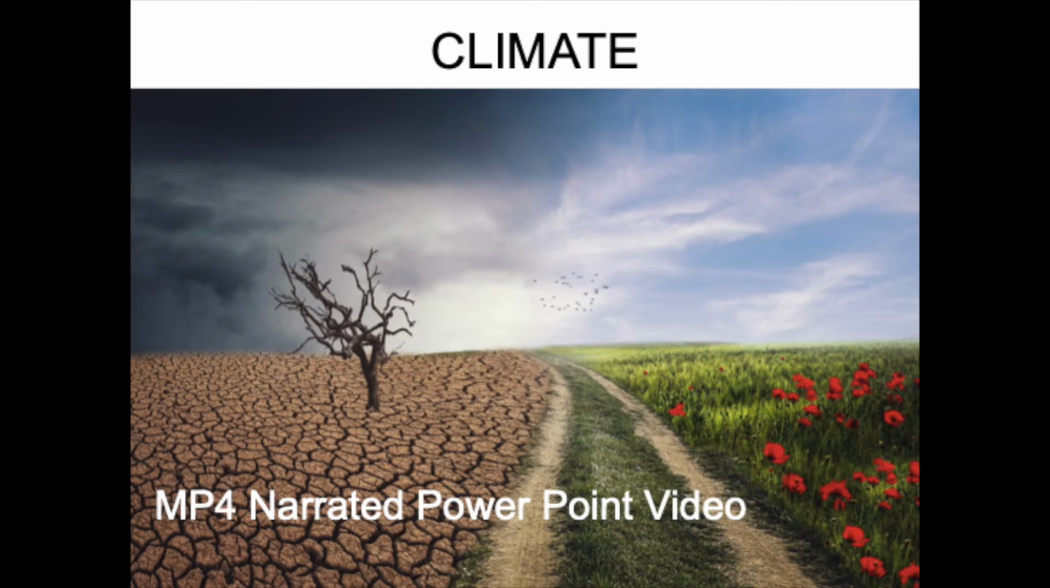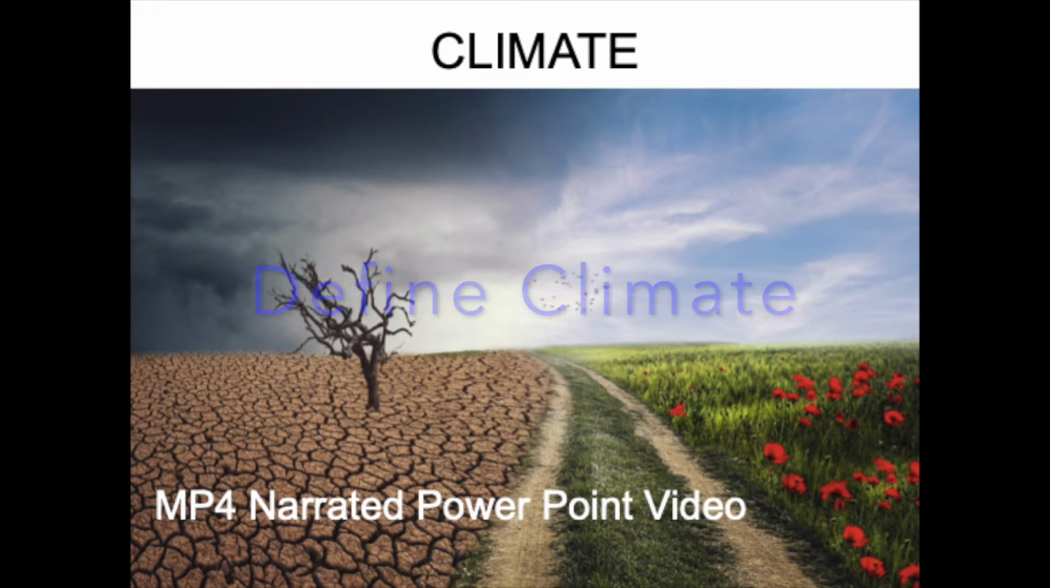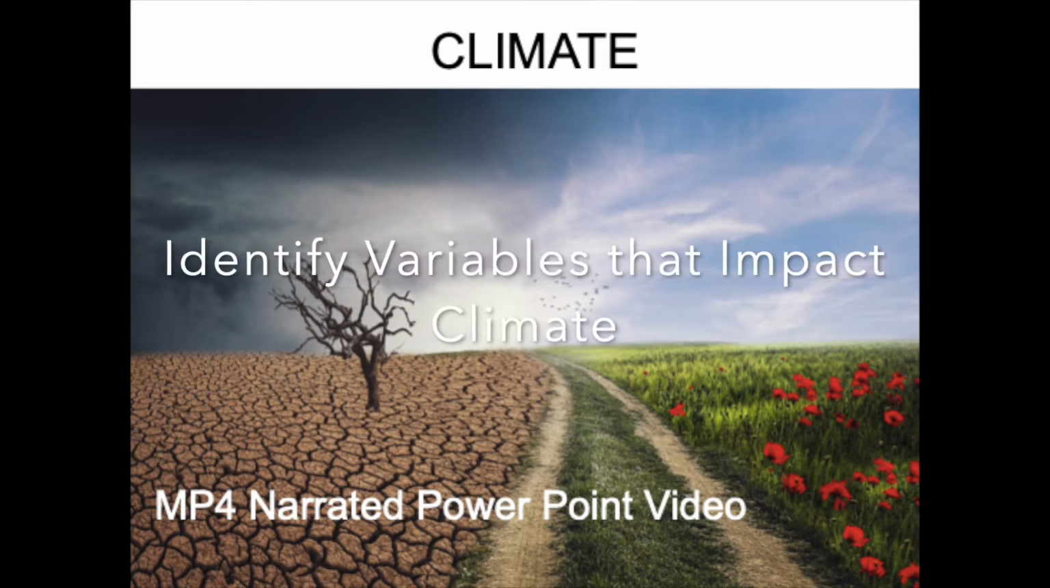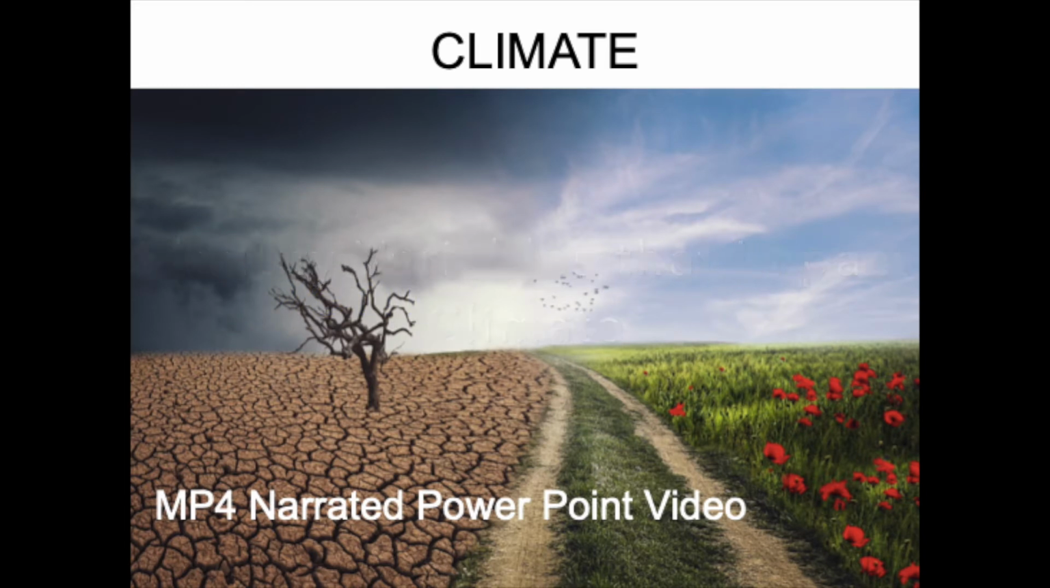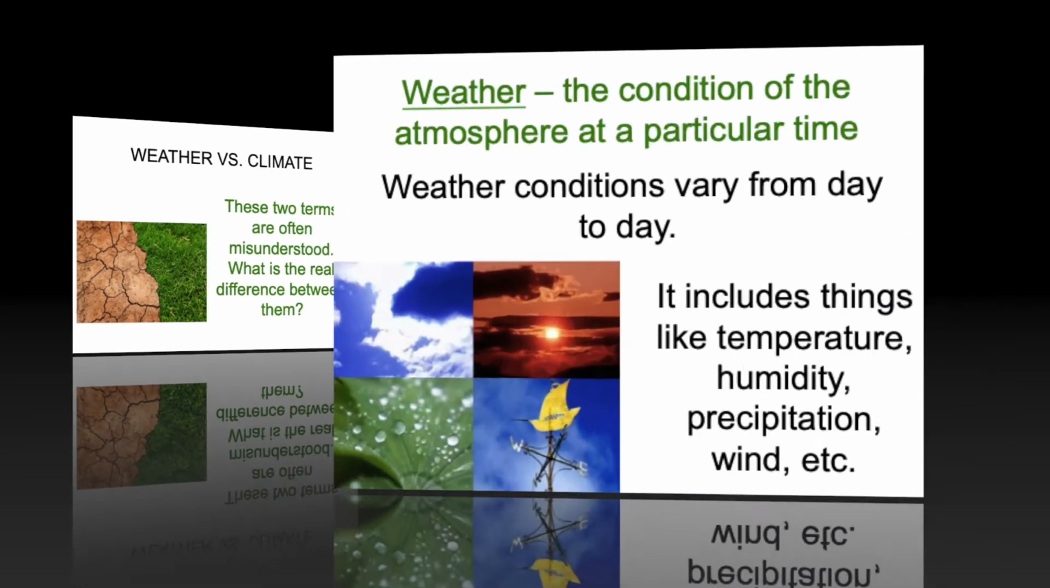Today's objective is to define what climate is and also to identify what kind of variables and factors go into making a particular climate in a particular place on the Earth. So let's take a look at two different words, weather versus climate. These two terms are often very misunderstood and we actually interchange them too many times.